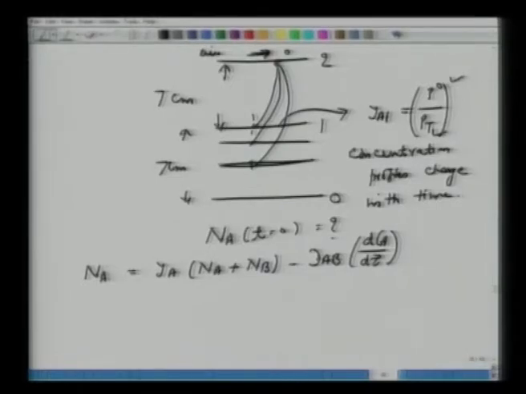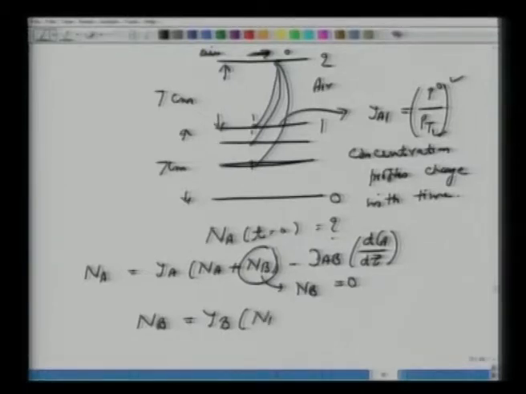First thing here, the problem statement reads that we assume air is stagnant. So between 1 and 2 we are assuming that air is stagnant, which means we write NB equal to 0. Now when we say NB equal to 0, it is more important to note that NB can also be written as YB (NA + NB) minus DAB dCB/dZ.